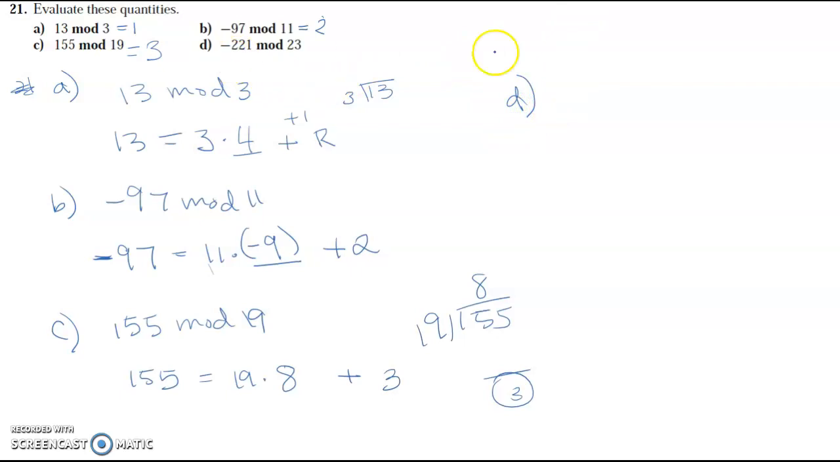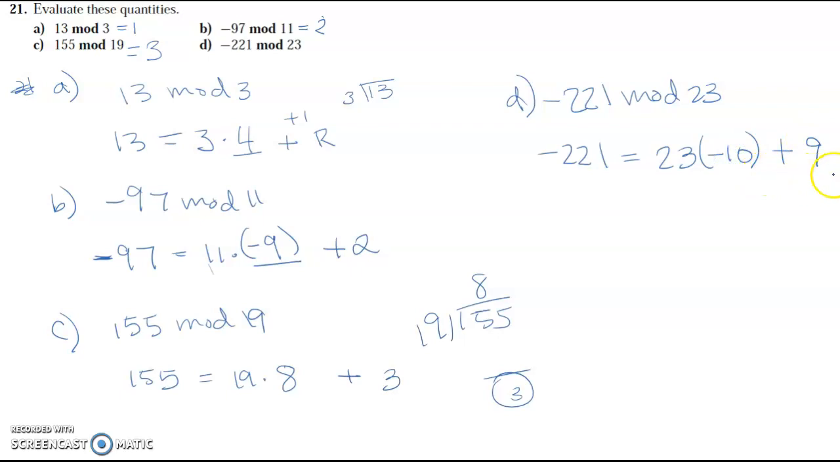Let's do one more negative number. So this is negative 221 mod 23. By definition, I can start writing this down as negative 221 equals 23 times some negative number plus r. This negative number is going to be negative 10, because that's going to give us a positive 9. If you do negative 9 or negative 11, you'll either get a too big remainder, bigger than 23, or a negative remainder. So therefore this is 9.